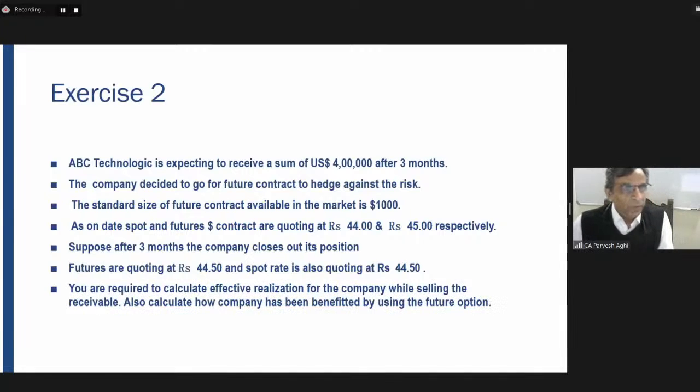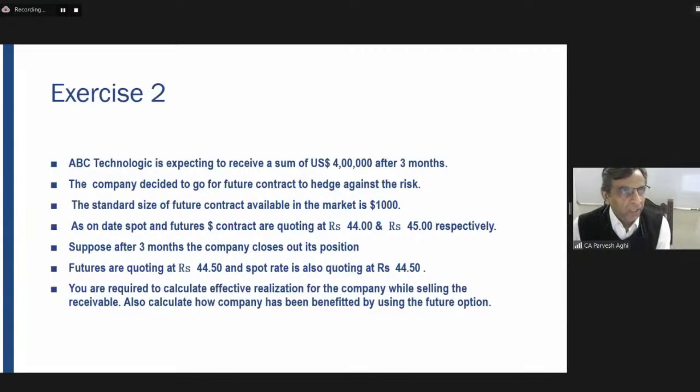You are required to calculate the effective realization for the company while selling the receivables. Also calculate how the company has benefited by using the futures option. So this is the question which we have to answer.